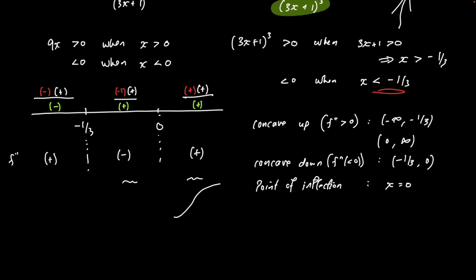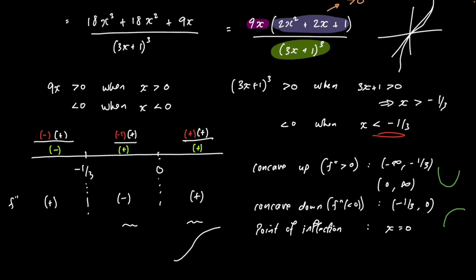And let's just remember what concave up and concave down mean. Concave up just means that our graph is curved upwards, or it's a happy graph because it looks like a smiley face. Concave down means our graph is curved downwards, so it's a sad graph, or a sad face. Okay, so let's transfer that information back to our summary page. So we have that it's concave up, negative infinity to negative a third, and 0 to infinity.